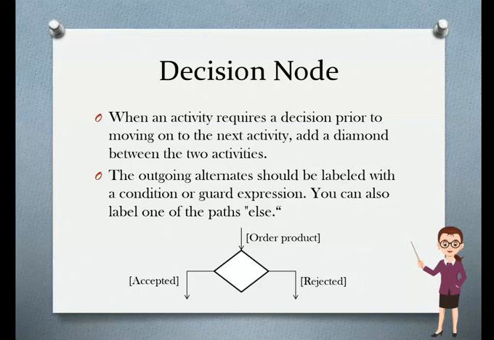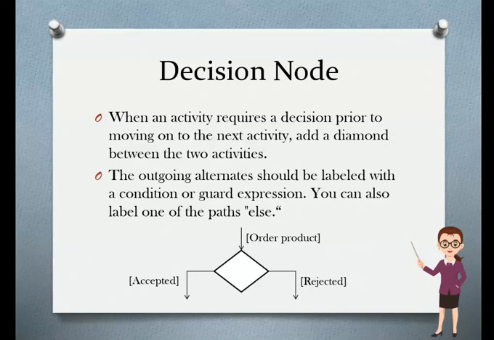And next is whether that order he can accept or reject. So to represent the decision accept and reject, we use a decision node, that is, a diamond symbol. So a diamond is used to represent a decision node. If the order is accepted, then the next activities will be performed. If the order is rejected, then rejection related activities are carried out. So this is a decision node.